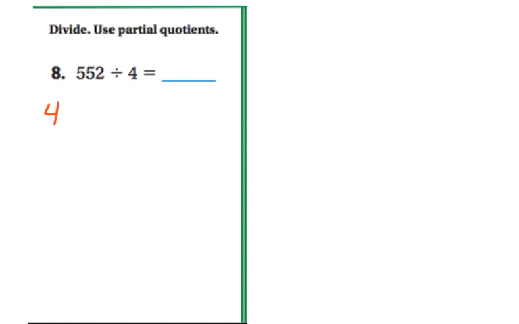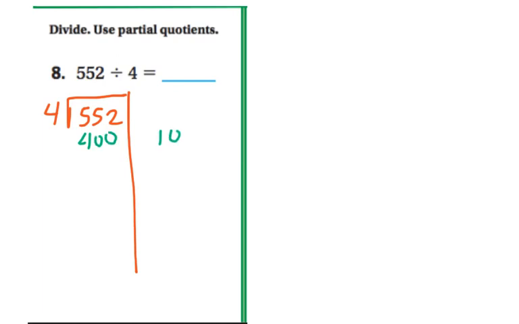And I'm going to set this up very similarly to a division problem. Sometimes you'll see it written like this. Okay, so I'm looking and I have 500 something. Well, I know off the bat I can take out 400 because 400 is simply 100 times 4. So I'm going to take 400 out, I'm going to subtract that out, and I would be left with 152.